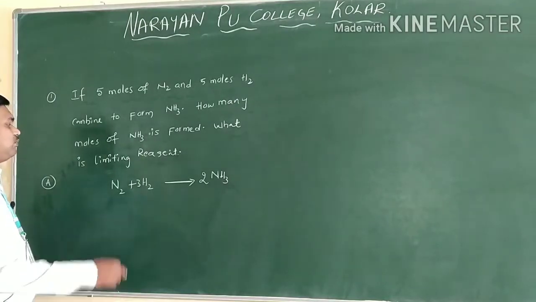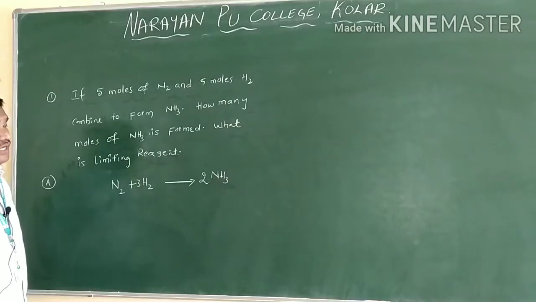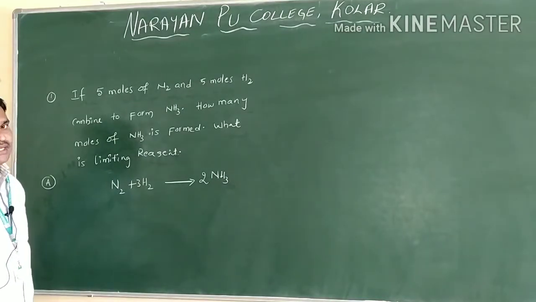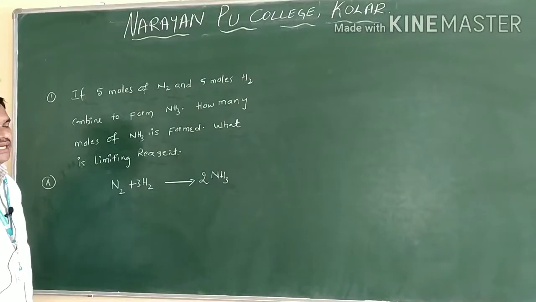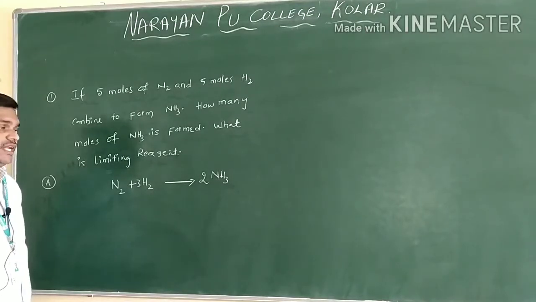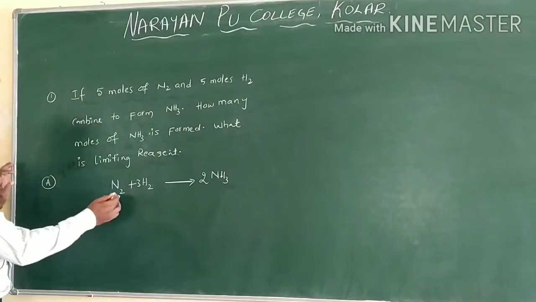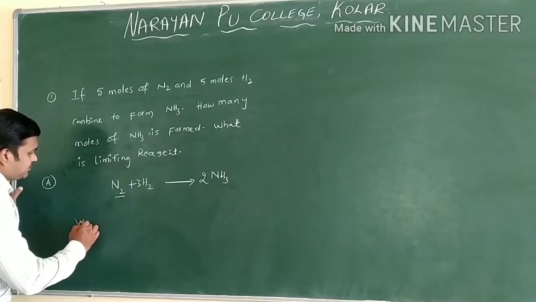So here, as already discussed, we have to consider both of the reactants. From both reactants we have to find the amount of NH3 formed. Then we can identify which one is the limiting reagent and which one is the excess reagent. I want to take the first one with respect to N2.